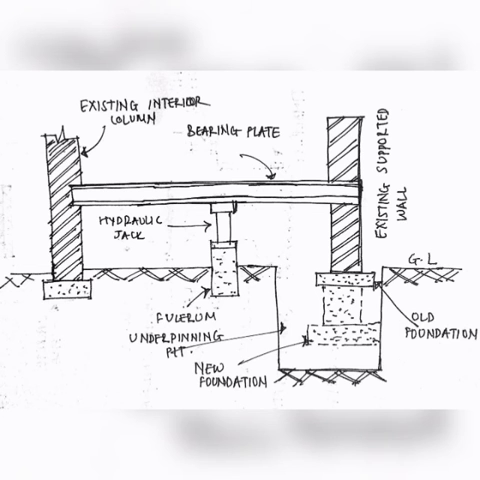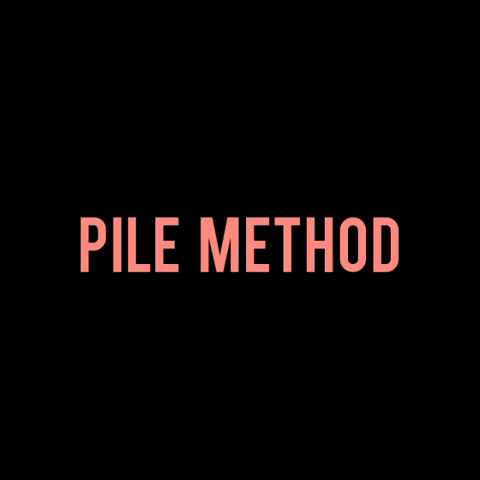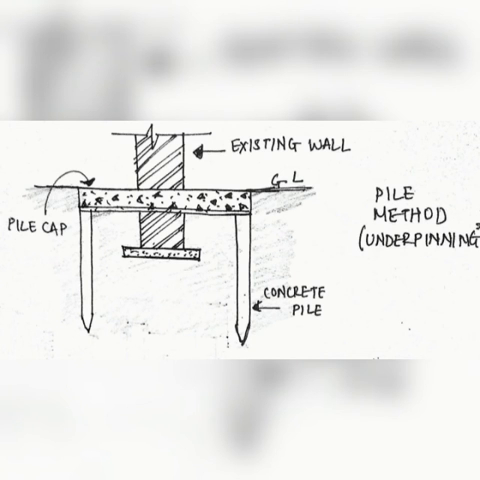This is the other condition where the pit foundation is placed on the corner side. Number 2 is the pile method. This method is similar to the pile foundation method. Usually the depth of the foundation is 5.0 meters. Usually the pile has a diameter of 150 mm or 300 mm.